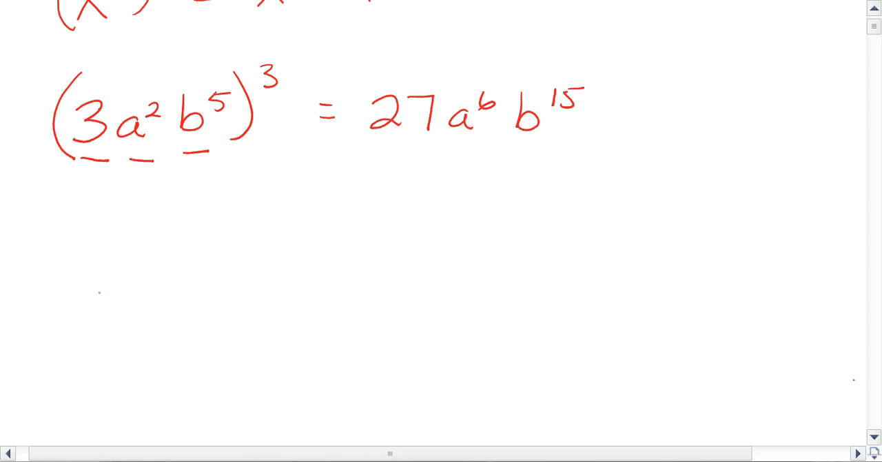Anything to the 0 power: if I had 7x to the 5th, y to the 8th, and I was taking that to the 0 power, anything to the 0 power is 1. And if you remember, we went over that in Algebra 1 because it fits in with the pattern.